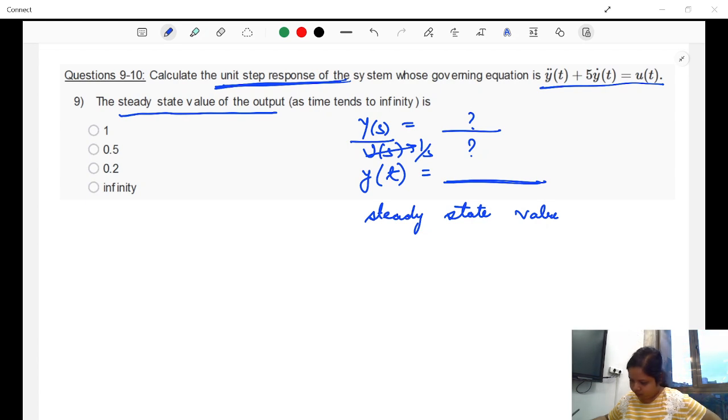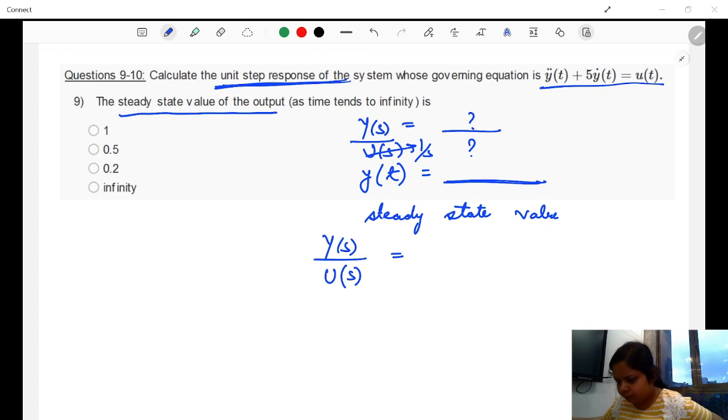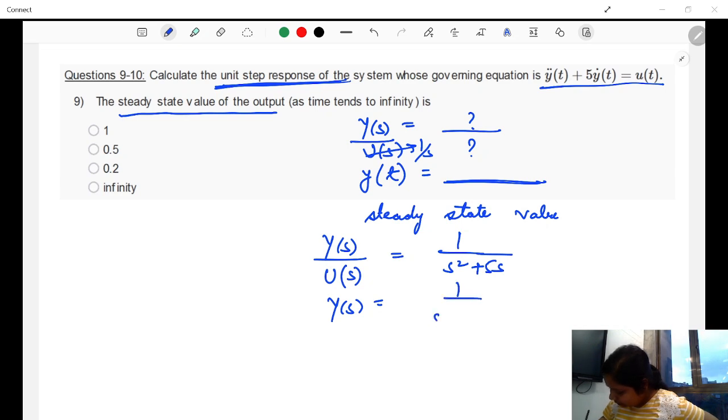It's infinity, madam. Okay. Okay, so can someone tell me what is Y(s) upon U(s)? One upon s square plus 5s. Okay. Then Y(s) is definitely 1 upon s into s square plus 5s. This is basically 1 upon s square into s plus 5.